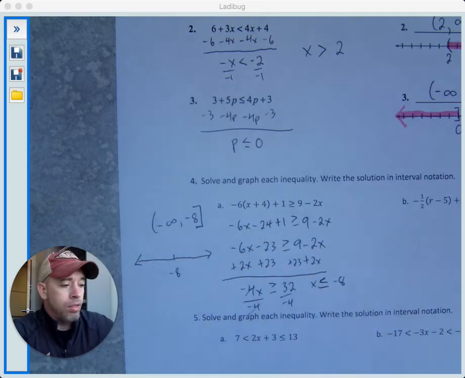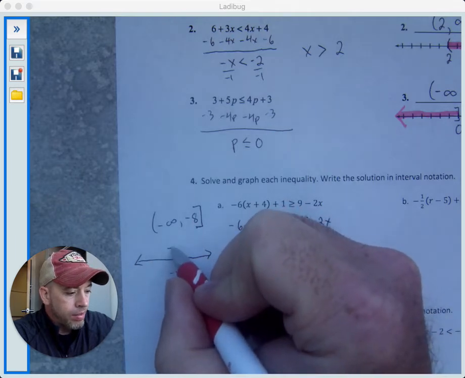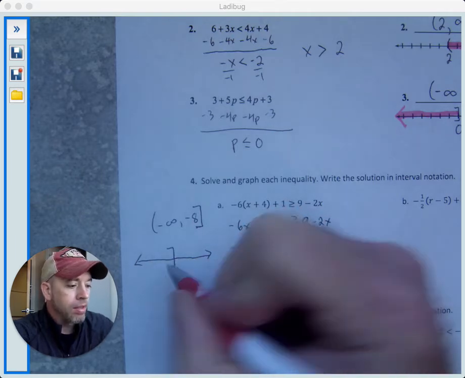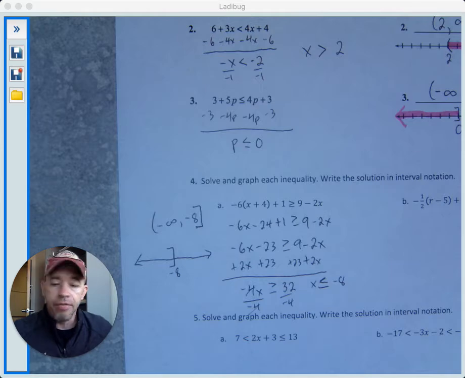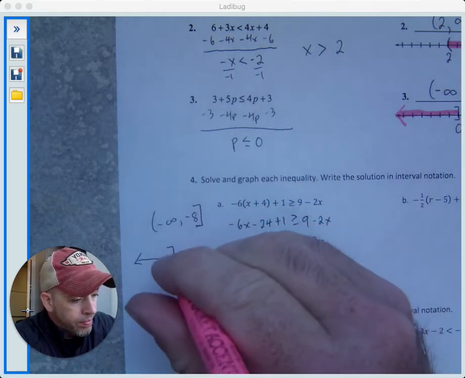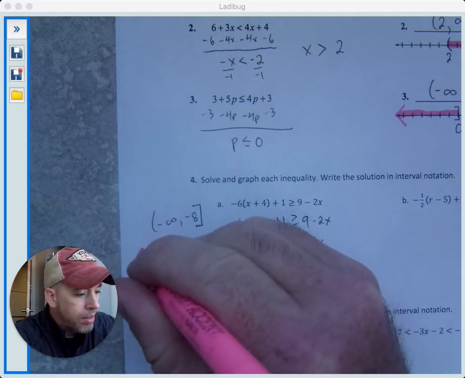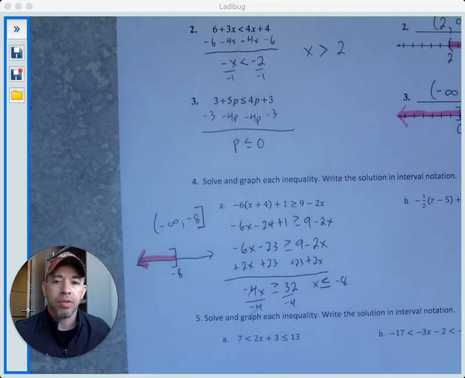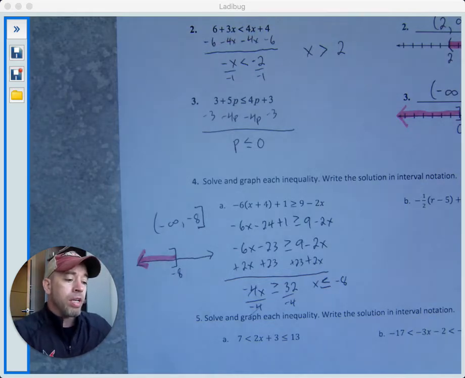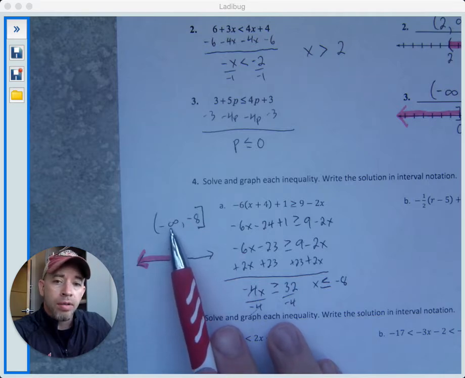And we just use the same symbol, the bracket, going the same direction even. And we shade everything to the left because we're going to go all the way to negative infinity. Negatives are on the left on a number line, positives are on the right. So your smaller numbers are left, larger numbers right.